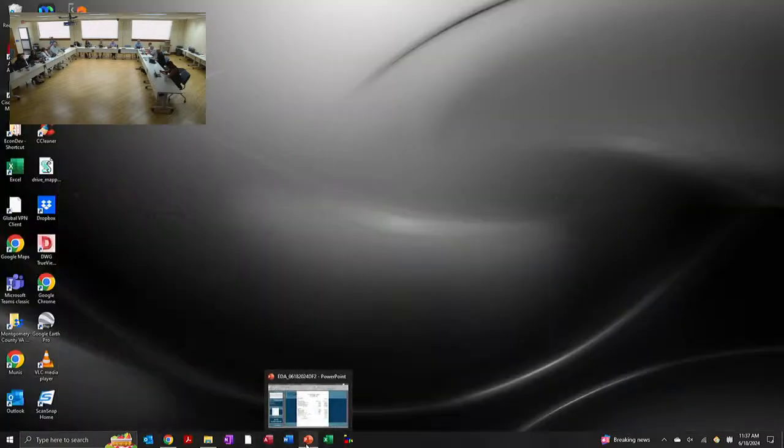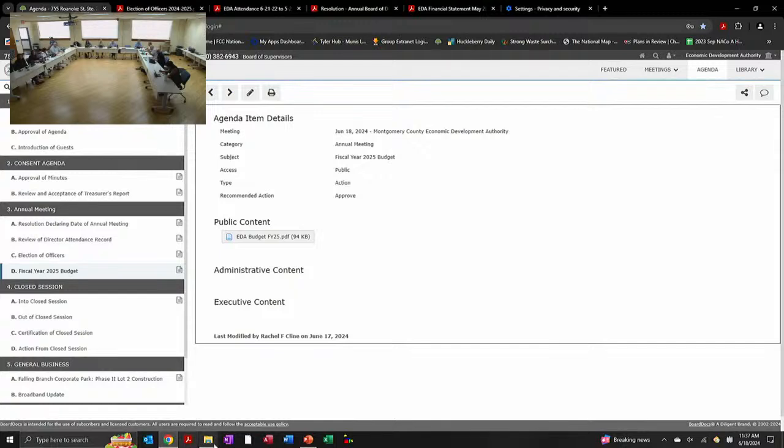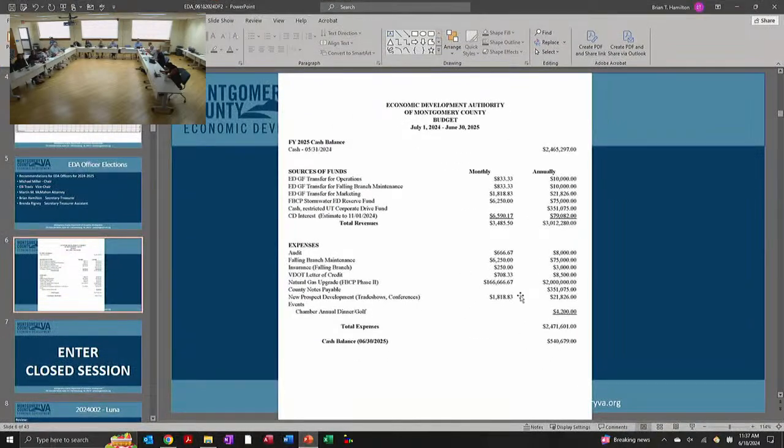And pretty simple, it's one sheet. Everybody had a chance to look at it. So if you pull up the budget, I can just kind of do an overview. At the end of May 31st, 2024, our cash balance was $2.465 million.